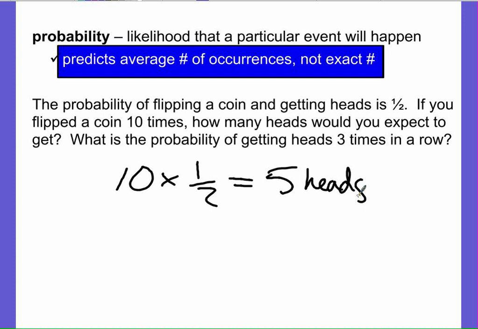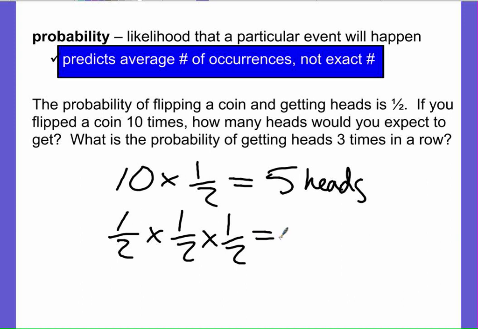But it's different if I ask you for individual events, right? Because I could expect 5 heads, but it's really hard to get 5 heads in a row, right? So I also have other kinds of probability questions. What is the probability of getting heads 3 times in a row? That's going to be a different kind of question, but it's also fairly simple to get at the end of the day. For each individual event, you get a probability of 1/2. So if I multiply 1/2 times itself 3 times, that should give me my answer.